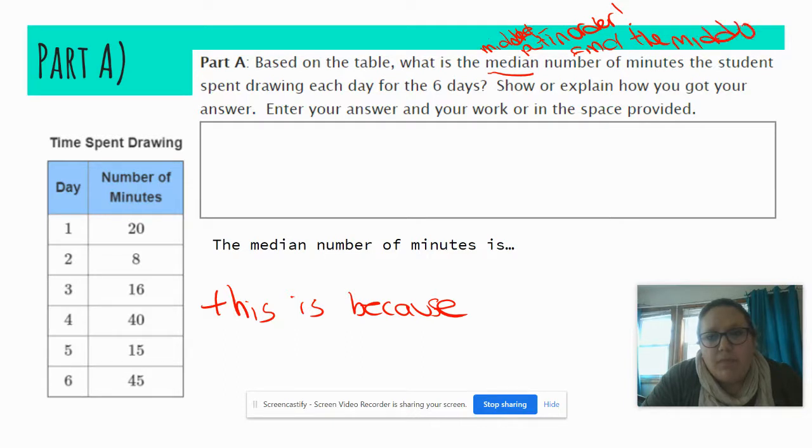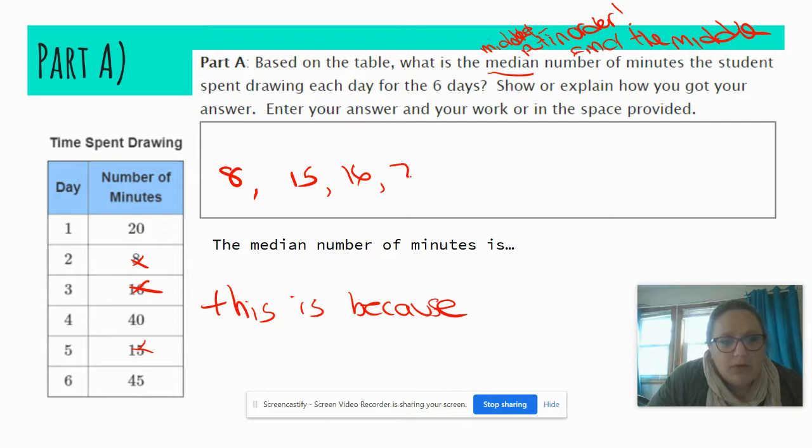All right, so let's take a look. Our smallest is 8. Then would come 15. Then 16. Then 20. Then 40. Then 45. So those are all of our values, and I'm making sure that I have them all. And now we're going to find the middle. So 16 and 20 is in the middle, which would be if you add them together and then divide by 2.